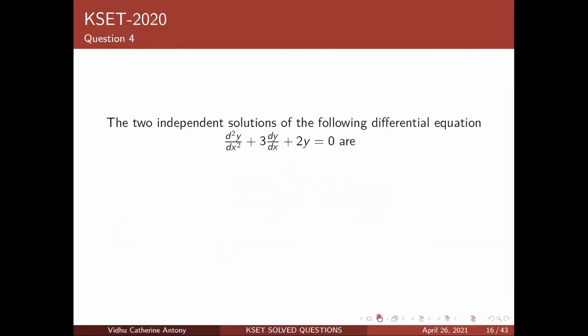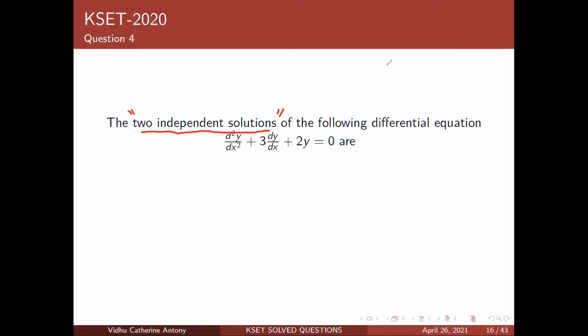Now let's move on to question number 4. What do we need to look at here? We need to be careful about what we have here. Not that it's very important, because once you find the roots of the auxiliary equation that you obtain from here, you're going to be able to calculate it and immediately take the solution. But just for the sake of looking into the question in particular, they ask for two independent solutions.